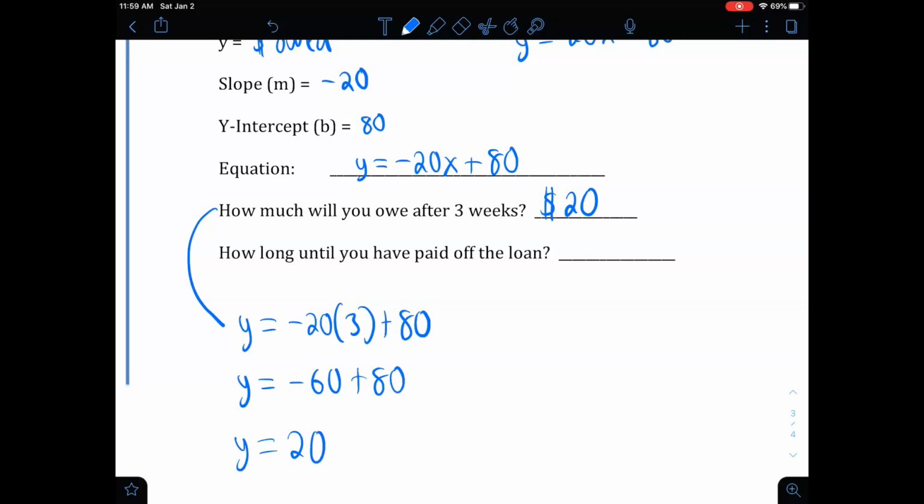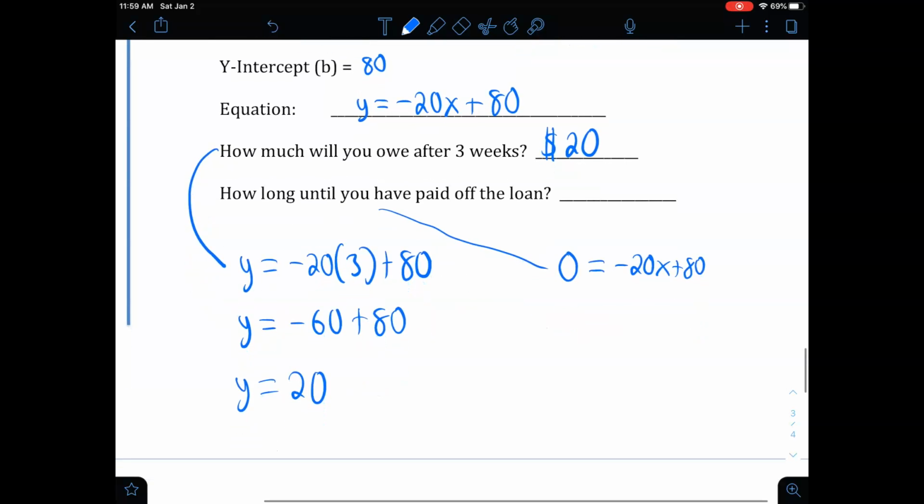How long will you have until you've paid off the loan? So for this one, we're still going to use y equals negative 20x plus 80, but we're looking for how long until you've paid off the loan. We're looking for x. So what value will y be if we've paid off the loan? If y is how much we owe and we've paid it off, wouldn't that be 0? That'd be 0, right? So we're going to have 0 equals negative 20x plus 80, because you owe $0 if you paid it off. All right, so now we just got to solve for x.